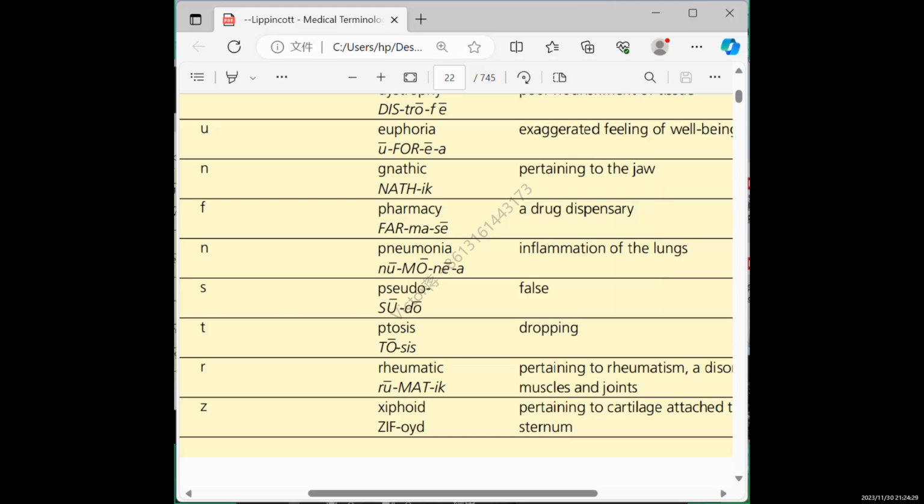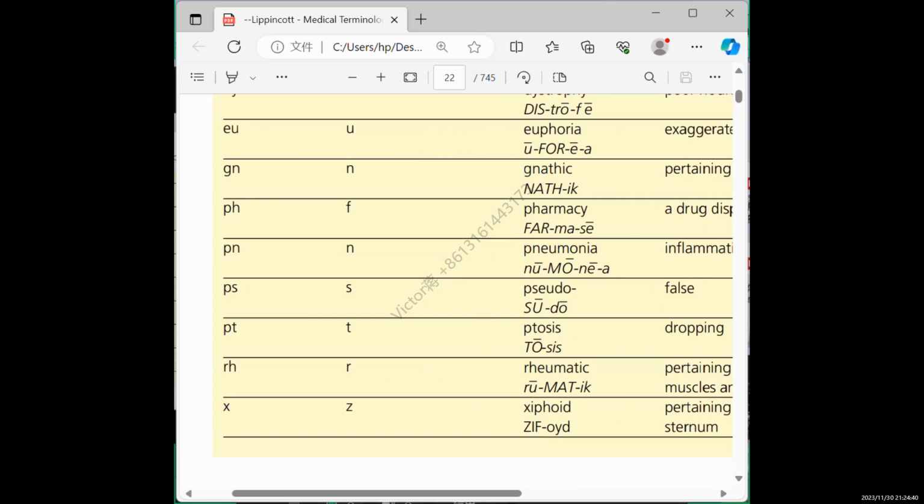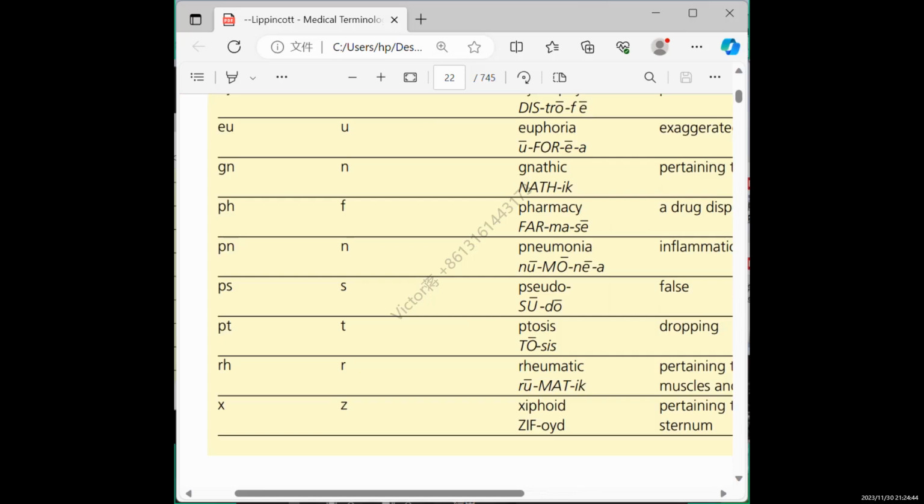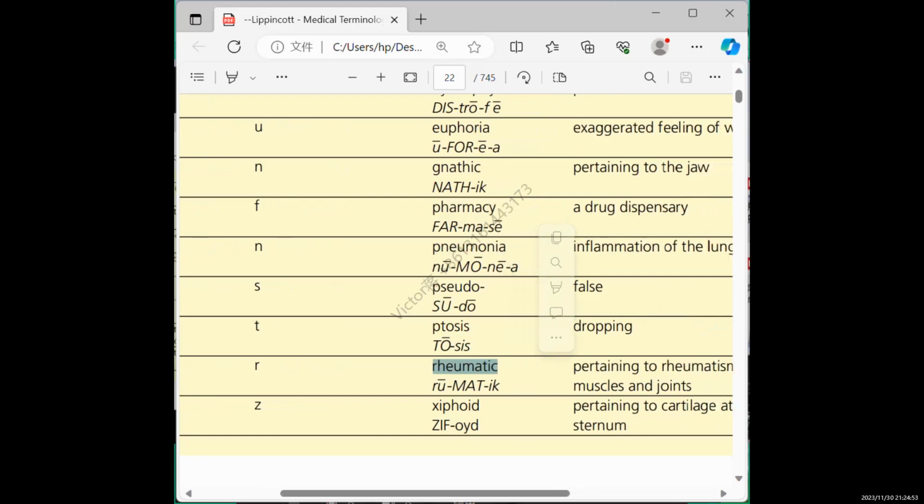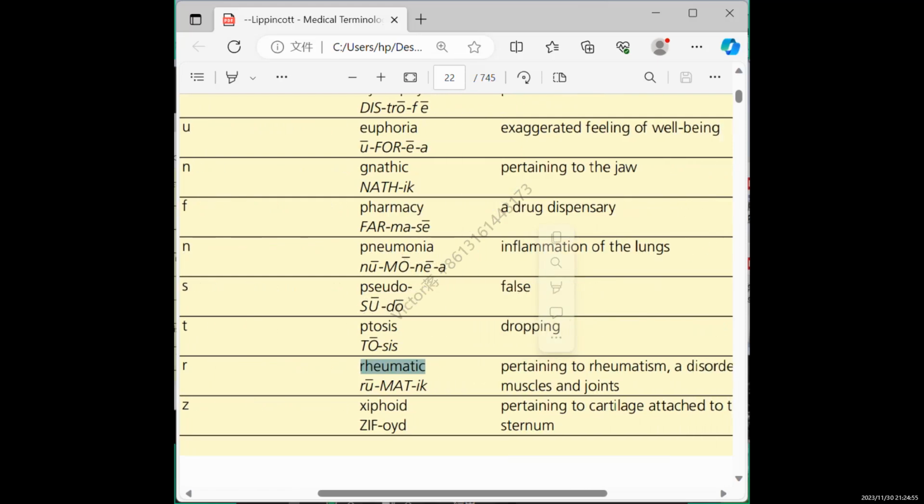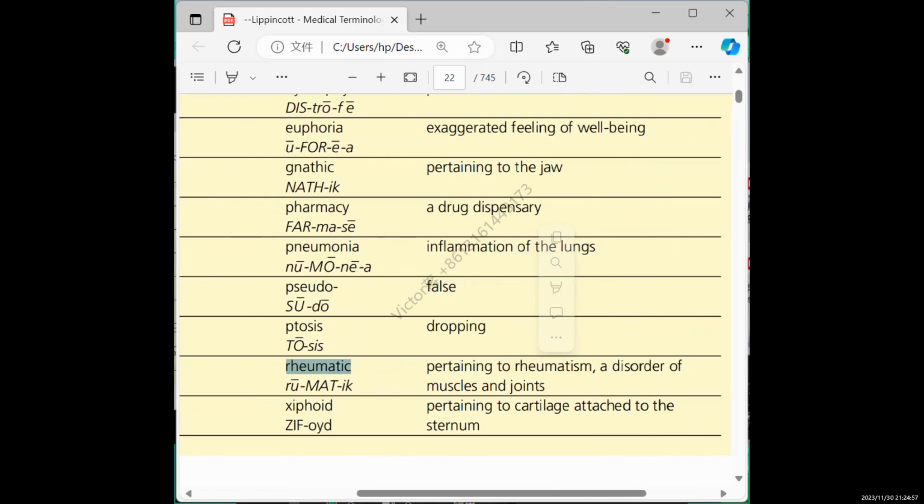So the lid ptosis, the dropping of the lid. Ptosis here means dropping, okay? Ptosis means dropping. Now RH, read R, see that rheumatic. RH, H is voiceless, rheumatic, okay? Rheumatic, pertaining to rheumatism, a disorder of muscles and joints.